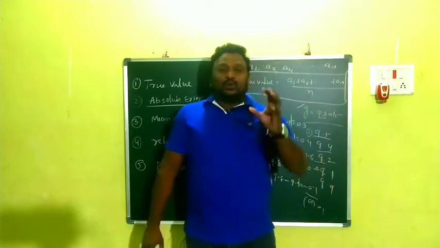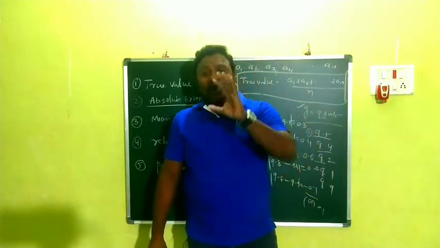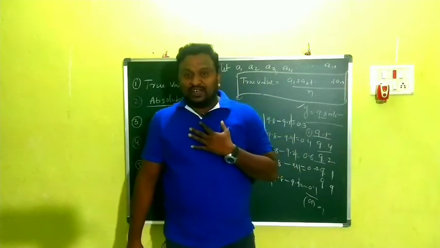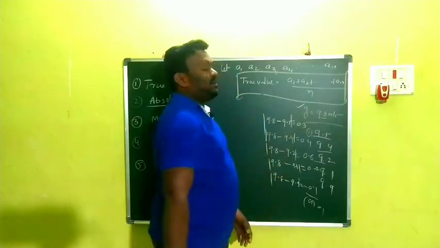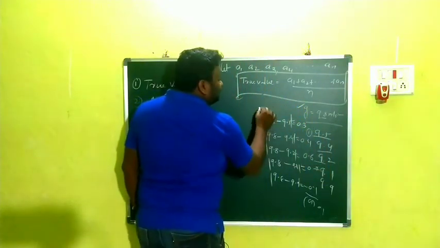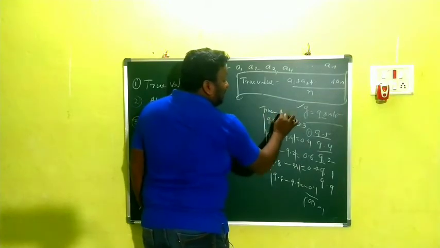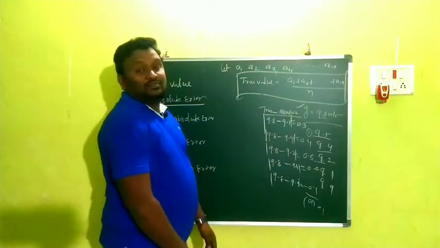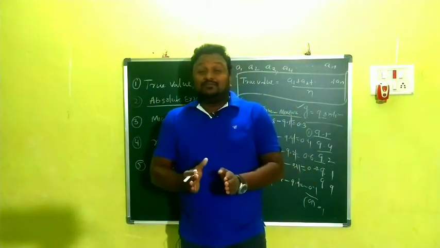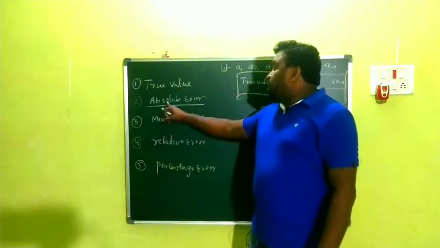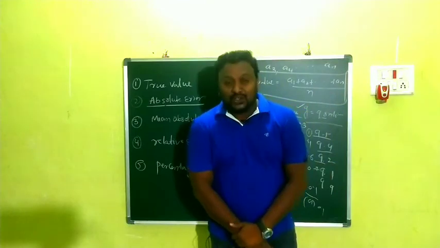Clear? That means we are comparing every value we measured with the true value. 9.5 is the first measured value, but the actual true value is 9.8. How much error? We subtract. Here 9.8 is the true value and this is the measured value, what we have calculated. True value minus measured value. While we are subtracting the measured value from the true value, that is called absolute error.